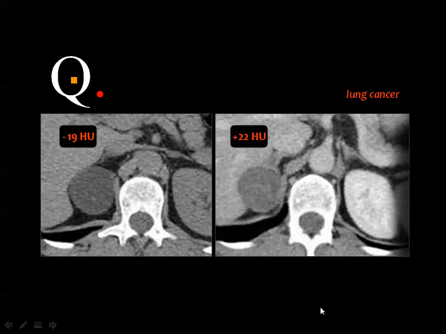Yes, this patient is known to have a bronchogenic carcinoma and is imaged for the possibility of an adrenal deposit. There is an adrenal mass in the pre-contrast scan. It shows -19 Hounsfield units. After injection of contrast, it showed significant enhancement. Then, what do you think? And we don't have the washout.